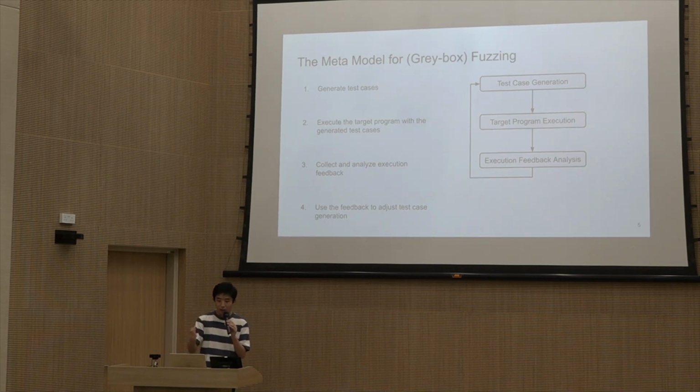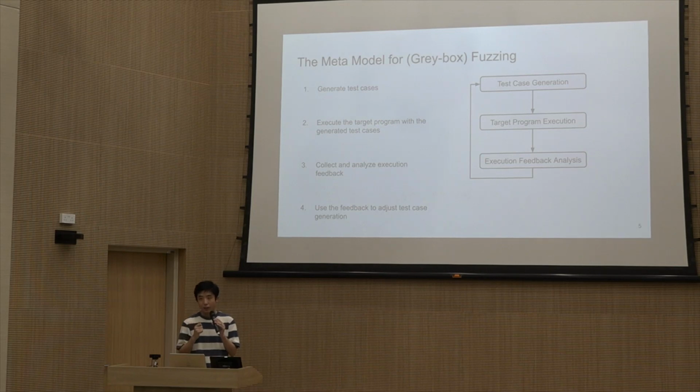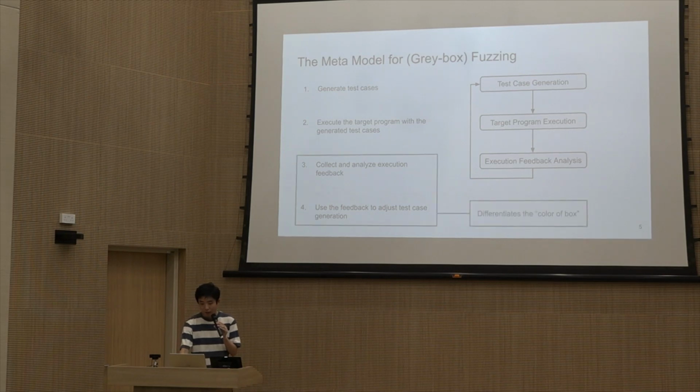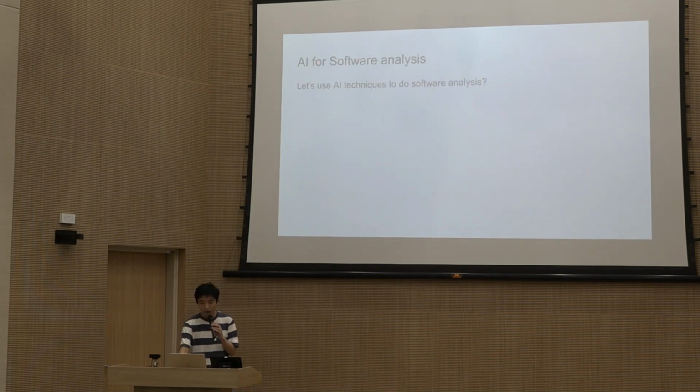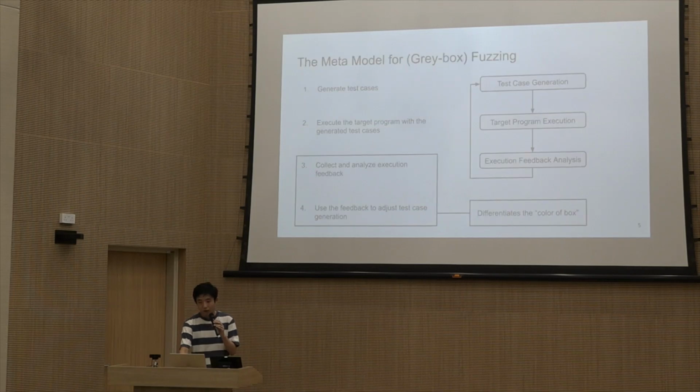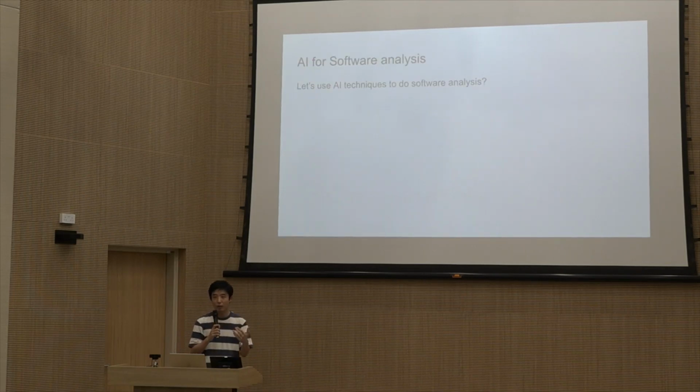And then what we can do here is, instead of terminating the whole process, we can use the feedback to adjust the test case generation to generate better test cases. So actually steps 3 and 4 differentiate the gray box from other approaches for testing or fuzzing, because the more information we use, the more we are toward white box technique. The less information we use, the more we are towards black box technique. So this is a meta model, and that's all about fuzzing and gray box fuzzing.